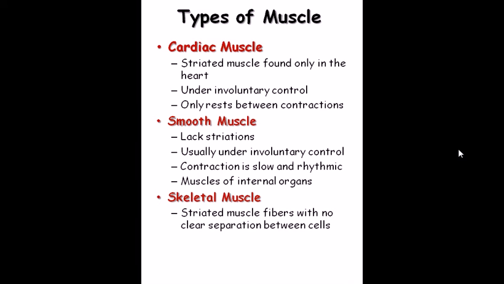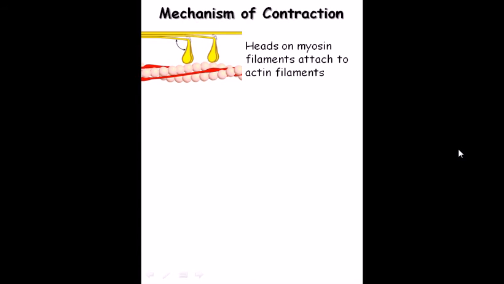Now the third kind is totally in our hand. We build our bodies, we make muscles and all these things. So all of these muscles are the skeletal muscles. These are striated muscle fibers with no clear separation between cells, and they are under our voluntary control, and this is how the muscle contracts actually.